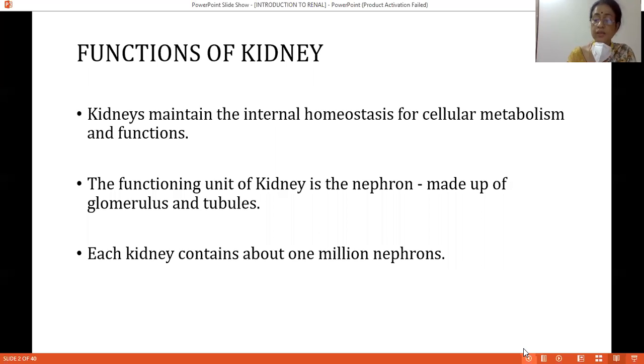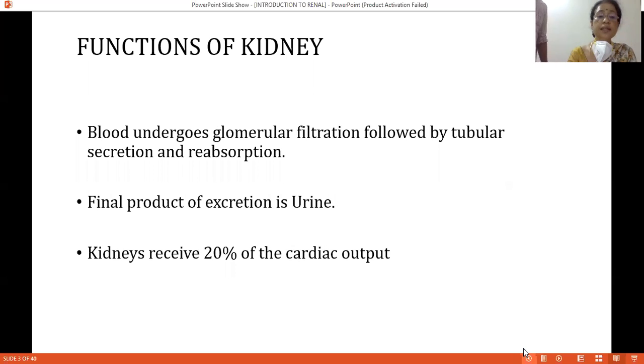Second, the kidney receives 20% of the cardiac output. That means of the blood in each cardiac output, 20% goes through the kidney, and that blood undergoes filtration, glomerular filtration, followed by tubular secretion and reabsorption.